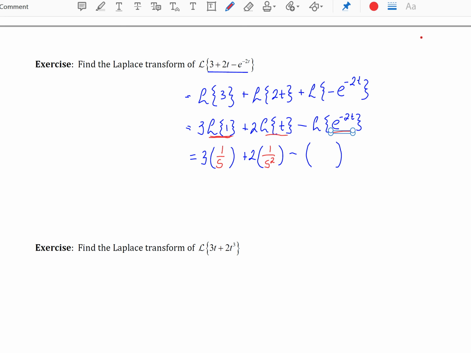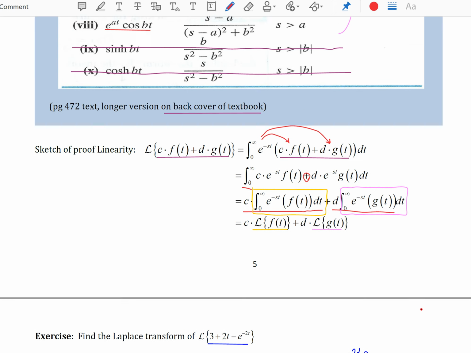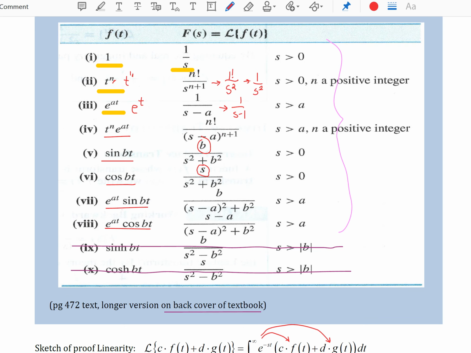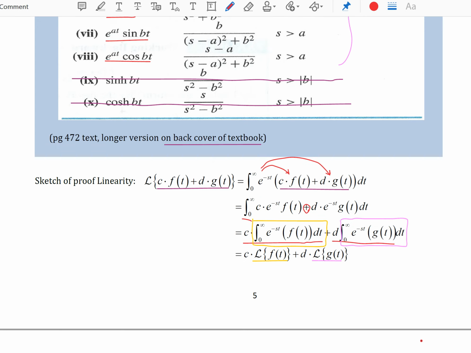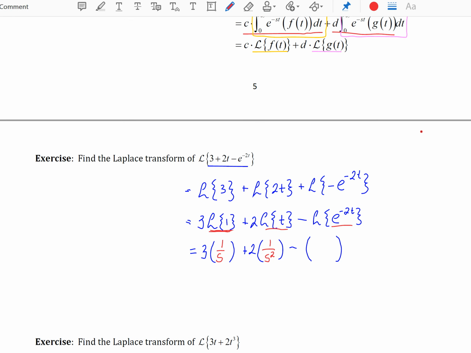Now we didn't do e to the negative 2t, we did e to the t. So let's look back at our Laplace table. And it says the Laplace of e to any exponential, grab your constant a, is 1 over s minus a. So ours is going to be 1 over s minus a. But a is negative 2, so s minus a is going to be s plus 2.